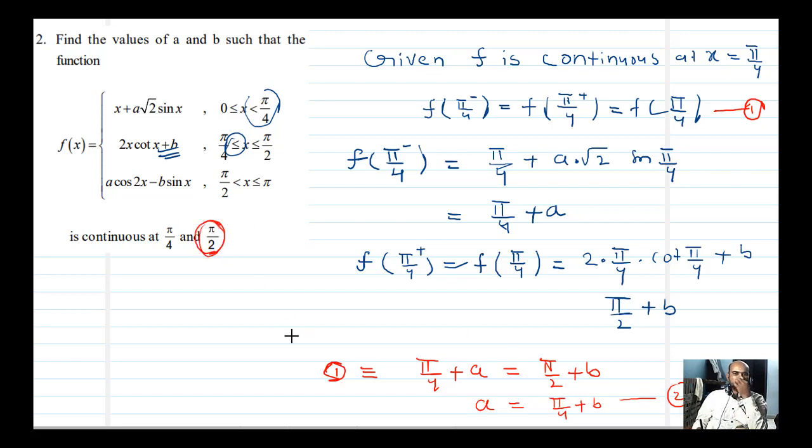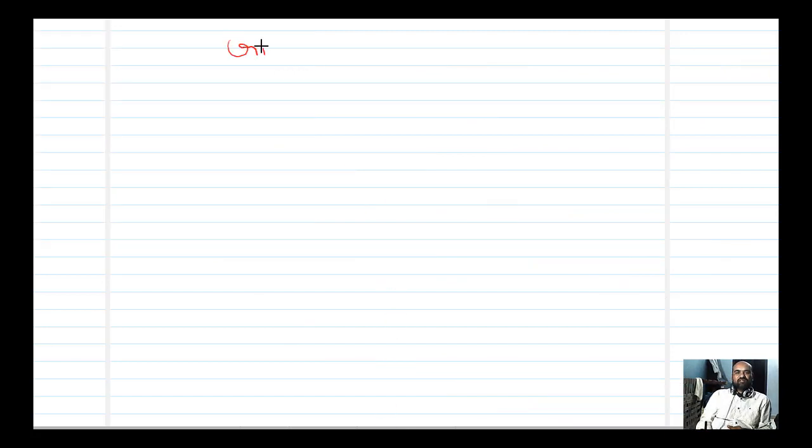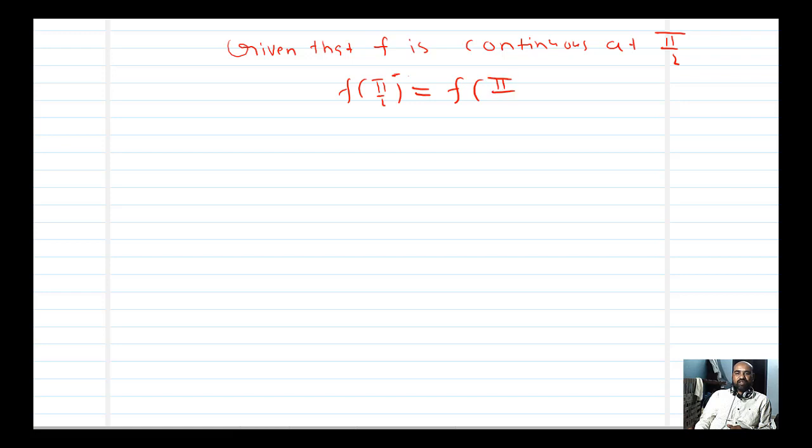Given that the function f is continuous at pi by 2, the meaning of that is f of pi by 2 minus should be equal to f of pi by 2 plus, which should be equal to f of pi by 2. I can say this is result number 3.